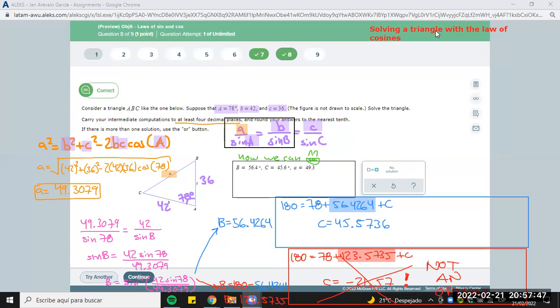It will look like this. We will have to take the square root of this, everything substituted, put that in the calculator, and we get this number. All right, 49.3079. Be careful with this. Use at least 4 decimal places in your intermediate computations, because we have to do several computations, and if you round up since the beginning, maybe you will have an inaccurate answer at the end. So carry 4 decimals.